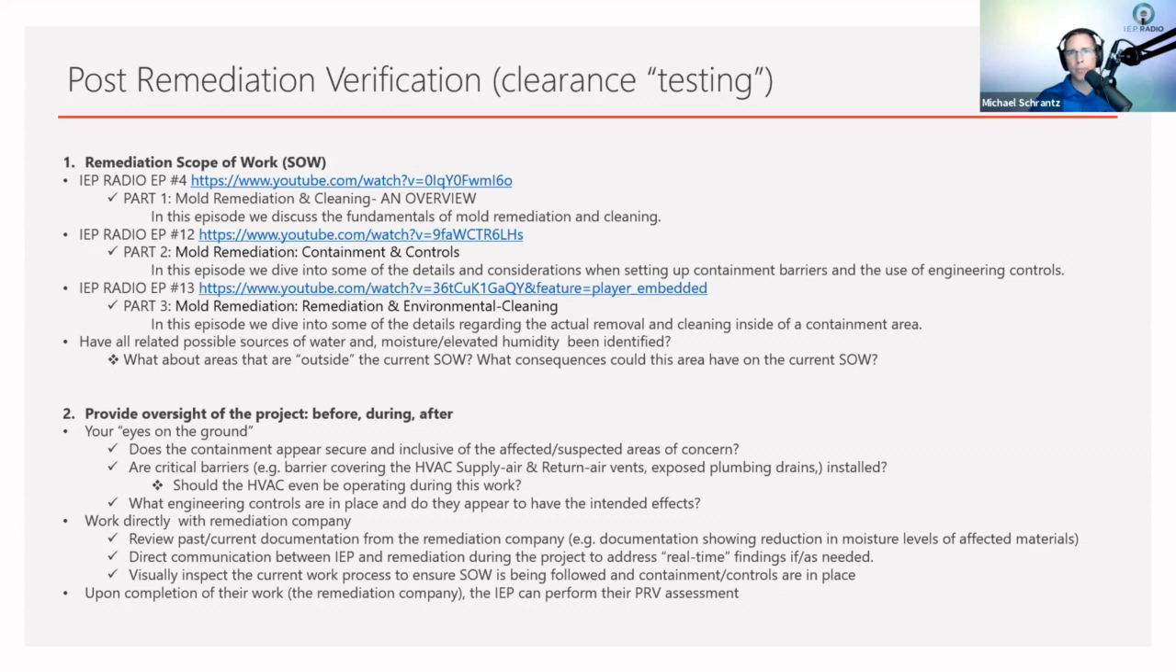It's having those eyes on the ground to help you ensure that the work being done is executed properly. And of course, having an IEP involved at the beginning and during the project really helps shape and makes for an easier transition when the IEP needs to figure out, okay, here's the type of PRV that we're going to perform. Here's what we're going to be looking for. Here's the type of testing we're going to be doing. And we're going to talk more about that here in a second.